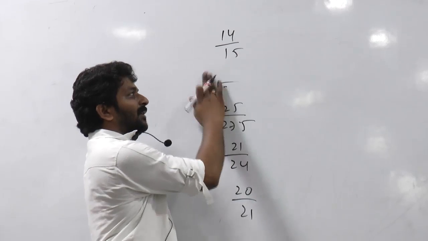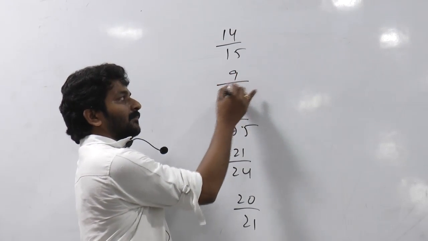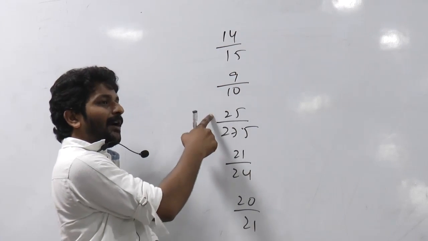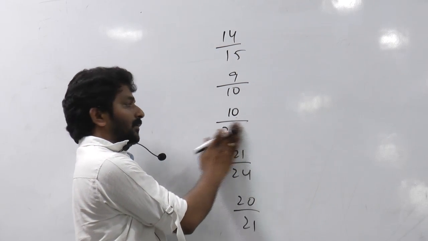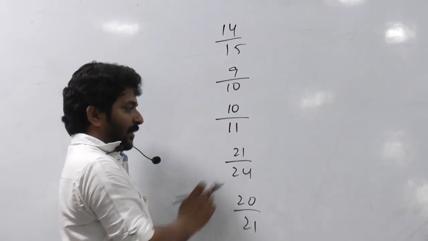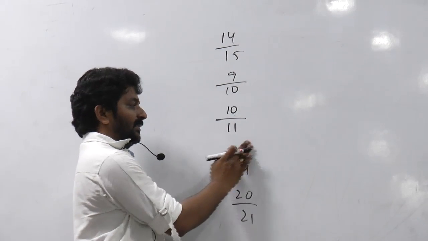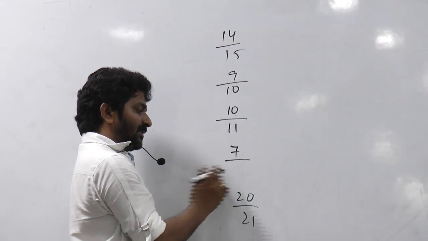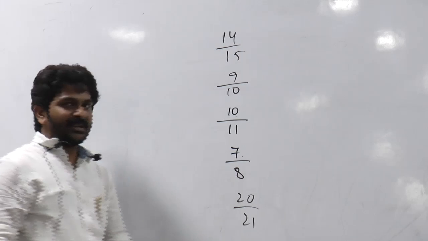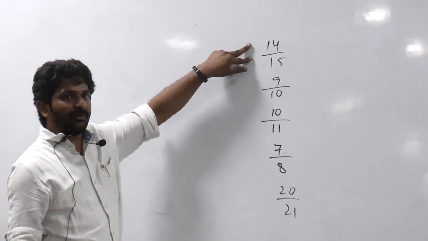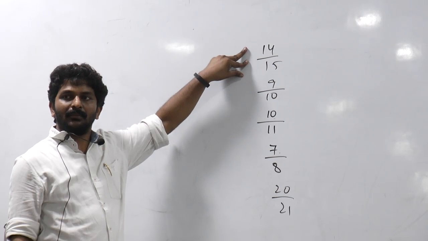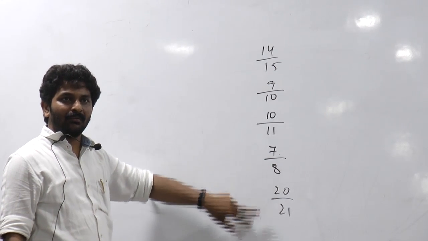This can be written as 9 by 10. Difference is 2.5, which is 10 times, and this is 11 times. Difference is 3, this is 7 times, and this is 8 times. And if you observe these fractions, the difference between numerator and denominator is only 1. 1, 1, 1, 1, 1.